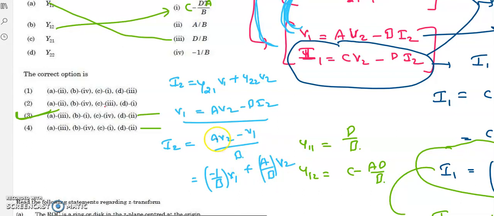Can I write like this? Just split up A V2 by B minus V1 by B and write down the V1 coefficient and V2 coefficient like this, okay? So after writing it down like this, now compare both these two equations.